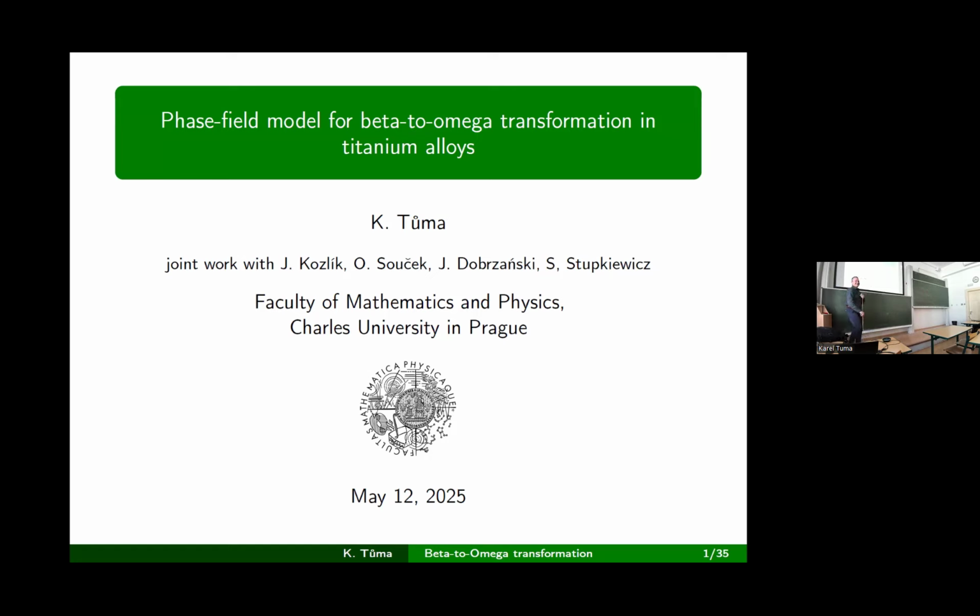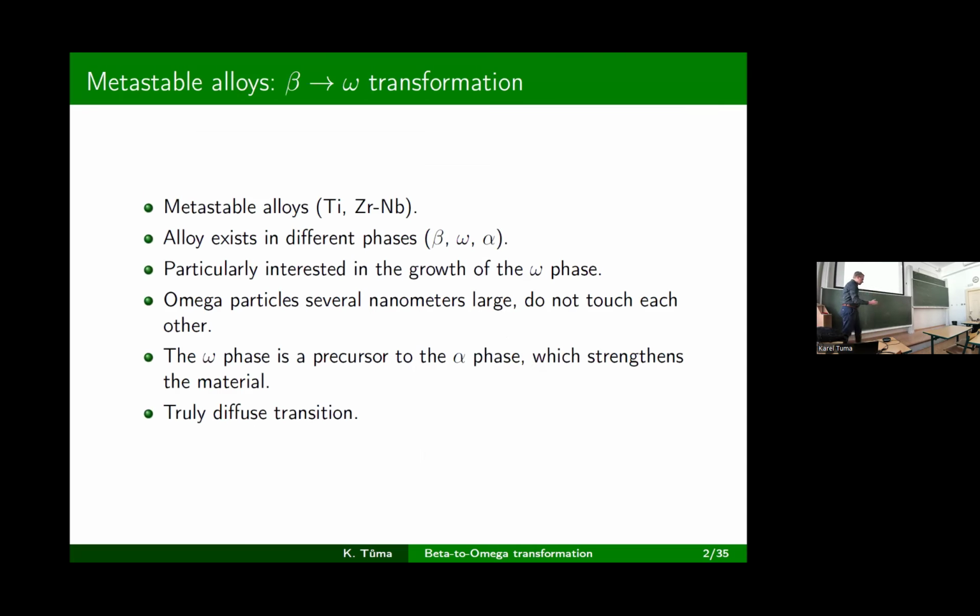Okay. So in this talk, I will tell you about our new multi-well phase field model for the transformation in titanium alloy. It is joint work with Ondřej Souček from the Mathematical Institute, Jiří Kolbík from the Department of Physics of Materials from our faculty, and Jindřich Dobřanský and Stanislav Tuchtyk from the Institute of Industrial Technology of the Polish Academy of Sciences. So I will start with the motivation, but the whole talk will be about the model and how it works.